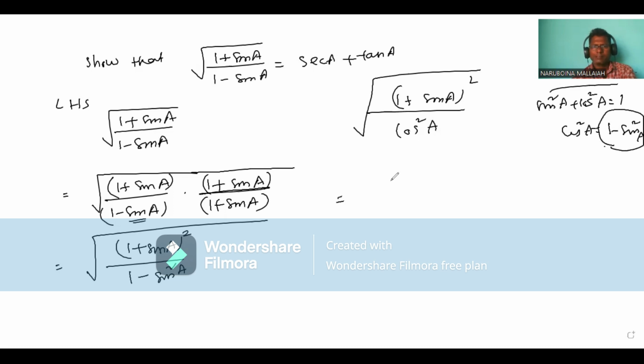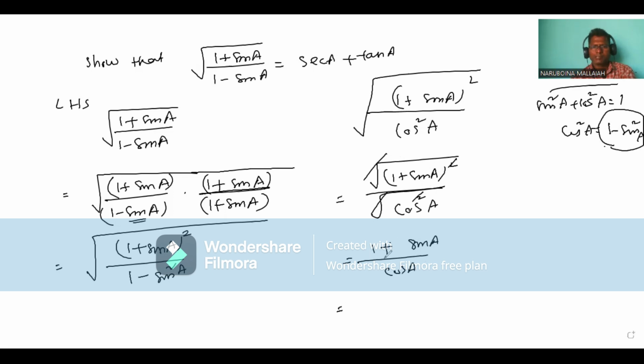Then, apply the square root to both numerator and denominator. 1 plus sin A whole square over cos square. The square and square root get cancelled. We are left with 1 plus sin A by cos A.